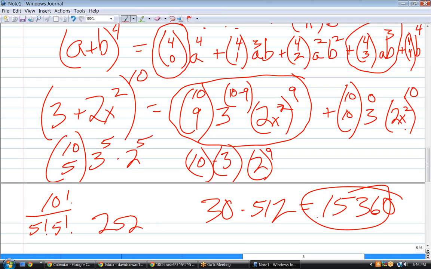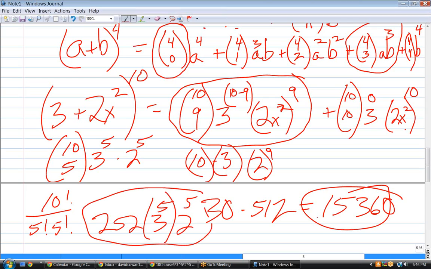So now multiply that by 3 to the 5th and that by 2 to the 5th. Boy, that's going to be a big number. It's going to be a lot bigger than the number I got. How did they get such a big number? I got like 1,959,000.